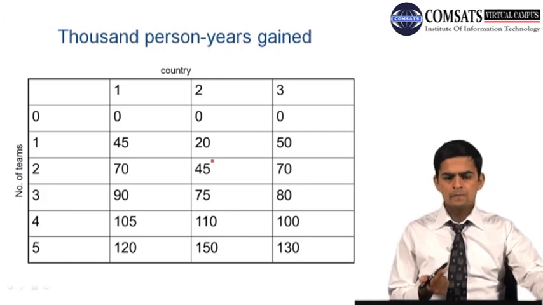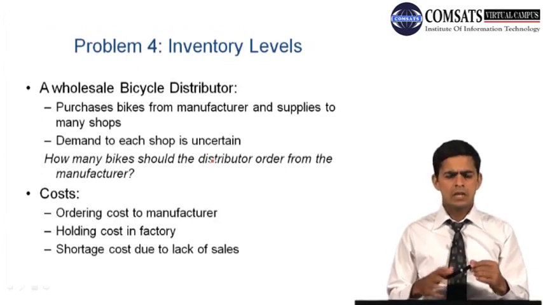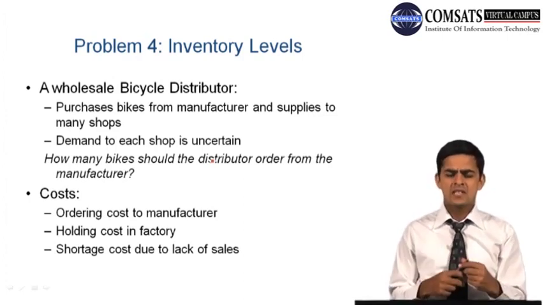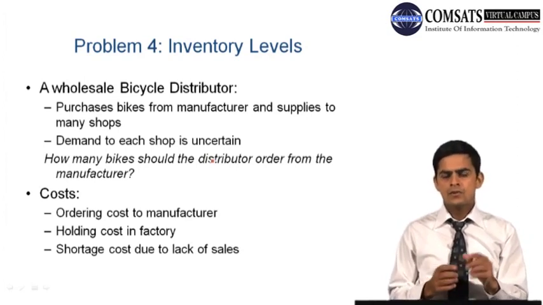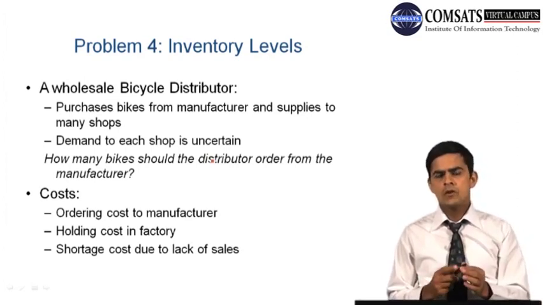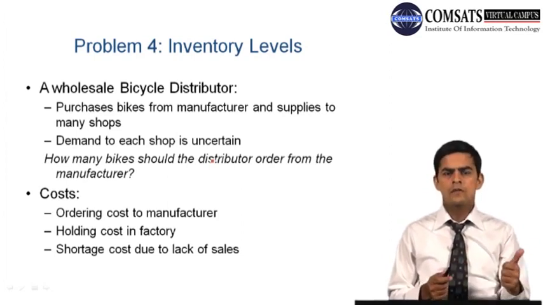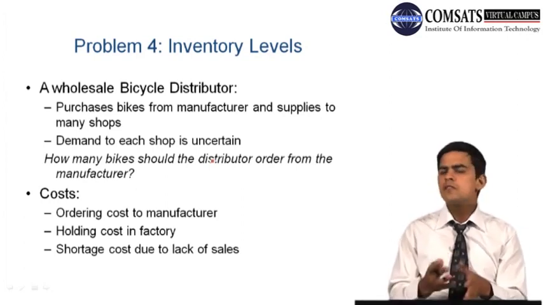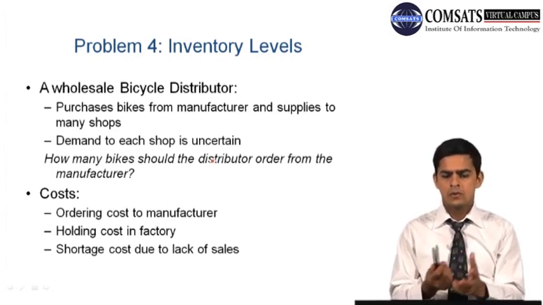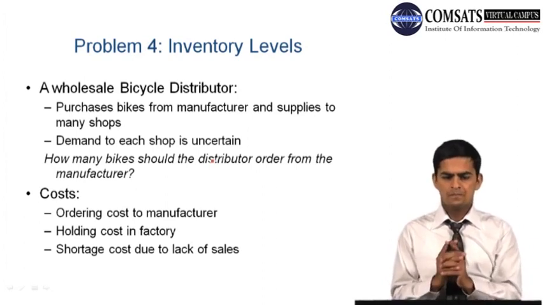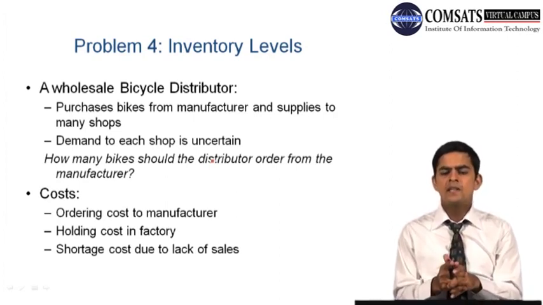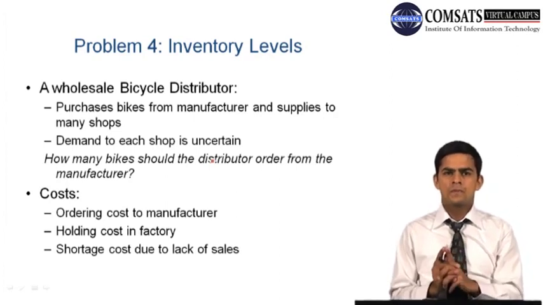Okay. Another problem 4, inventory levels. So that's probably the last problem we'll talk about in today's lecture. So there is a wholesale bicycle distributor. It doesn't have to be a bicycle distributor. It's just one example. So there is, let's say, a wholesale distributor of rice, or of wheat, or of motorcycles, cars, whatever you want to call it, right? So there are many wholesale businesses and wholesale distributors in each country. Okay. So what this particular wholesale distributor does is, it purchases bikes from the manufacturer and supplies to many shops.